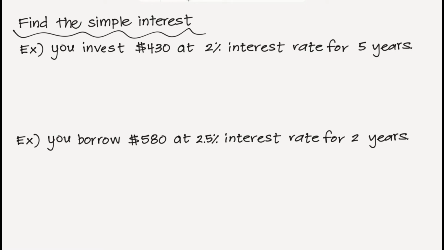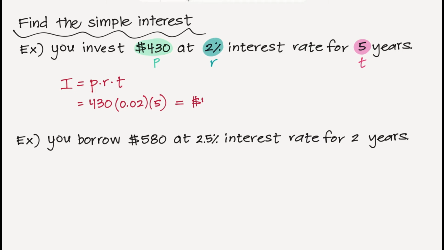So let's start. Find the simple interest. You invest $430, that's your principal, at 2% interest rate, that's your R, for 5 years, that's your T. So let's go ahead and use our formula, I equals P times R times T. So 430 times, as a decimal, 0.02 times 5 for 5 years. And when I put that in my calculator, I find that my final answer is going to be $43. So that means after 5 years, I earned $43.